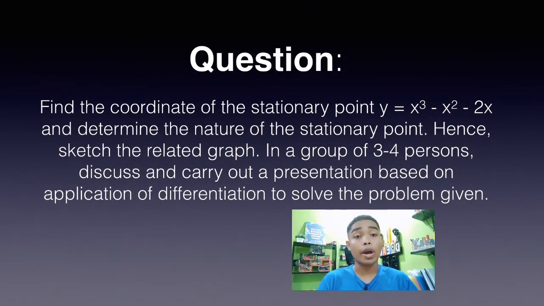Okay, now I want to give a question. Find the coordinates of the stationary points of y equals x power of 3 minus x power of 2 minus 2x, and determine the nature of the stationary points and sketch the related graph. In a group of 3 to 4, discuss and carry out a presentation based on the application of differentiation to solve the problem given.